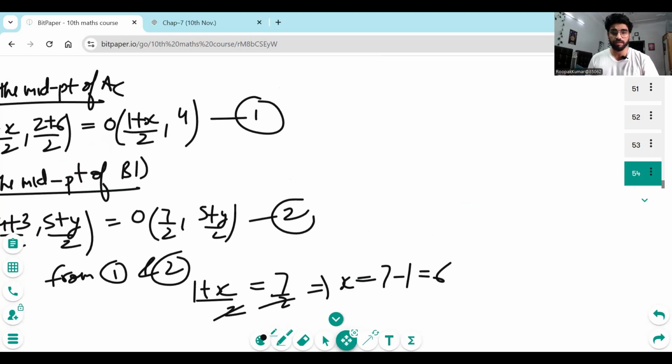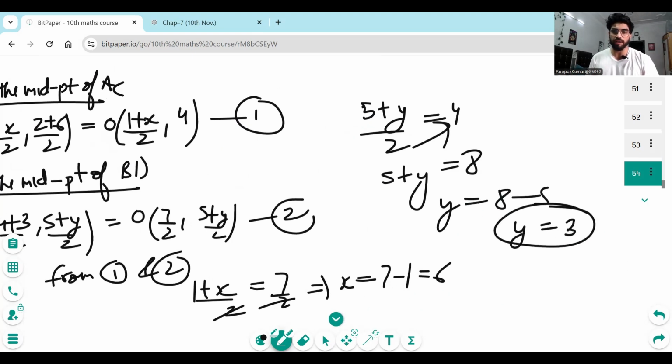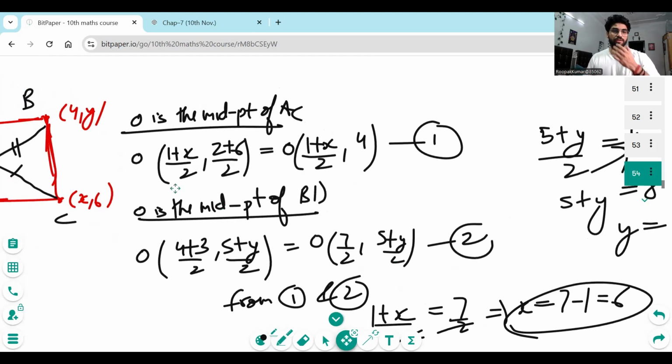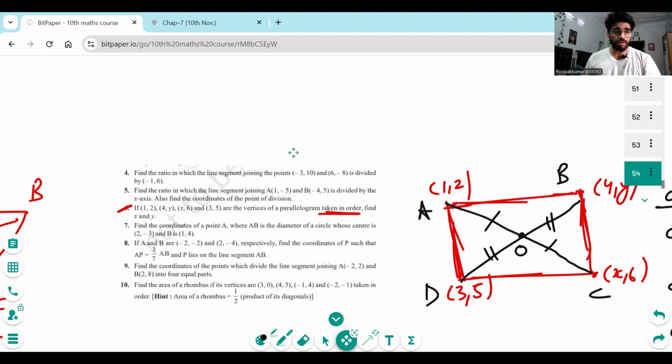In a similar fashion, (5 plus y)/2 will be equal to 4. Cross multiply. This will be 8. So y will be 8 minus 5, which is 3. And the value of y is 3. The value of x is 6. And those are the values that were required. So very easy. Let's do the next question.